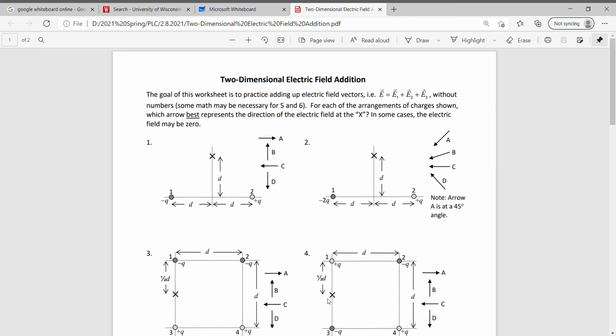The problem statement is that the goal of this worksheet is to practice adding up electric field vectors, i.e. E equals E1 plus E2. We have this arrow on the top to indicate that this quantity is a vector instead of a scalar. Without numbers, for each of the arrangements of charges shown, which arrow best represents the direction of the electric field at x? In some cases, the electric field may be 0.